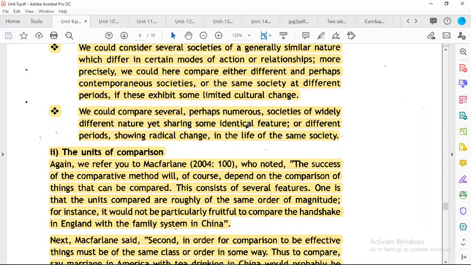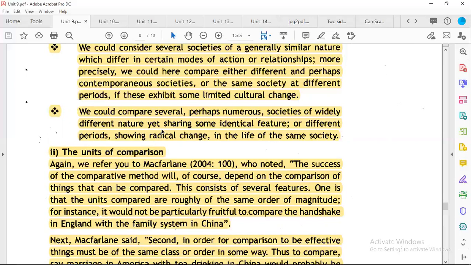So we already used a single society. We already compared several societies of similar nature. Now we will compare between several, perhaps numerous societies which are different in nature. So the societies are not similar in nature. Now they are different in nature. Those are the conditions which could be used in the comparative method. By using those kinds of conditions, we will get different aspects of different societies.